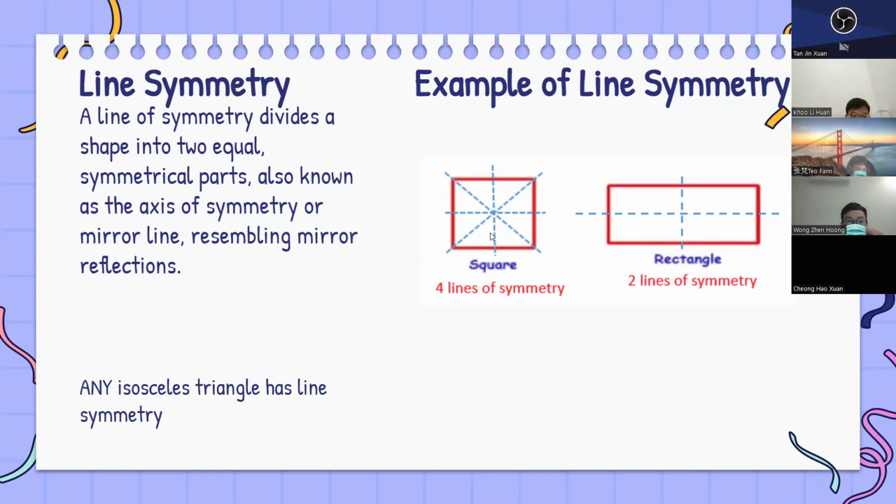Examples of line symmetry are shown on the right, with a square has 4 lines of symmetry and a rectangle has 2 lines of symmetry.